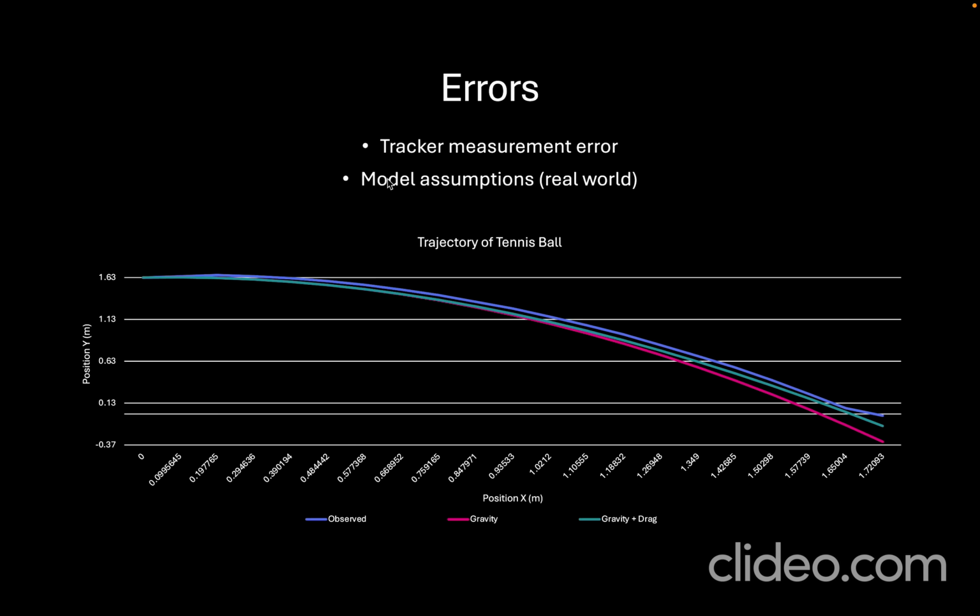Some errors: when I'm clicking in Tracker, I'm not aligned exactly with the point by mass. Also, my calibration stick may not have been perfect. So there could have been some errors with the Tracker app. And in terms of the real world, it's not just gravity and drag force. There are other forces that may not have been considered.